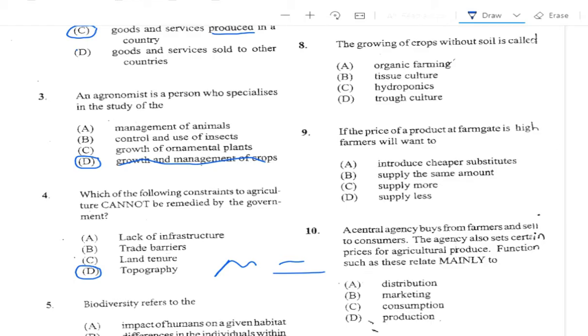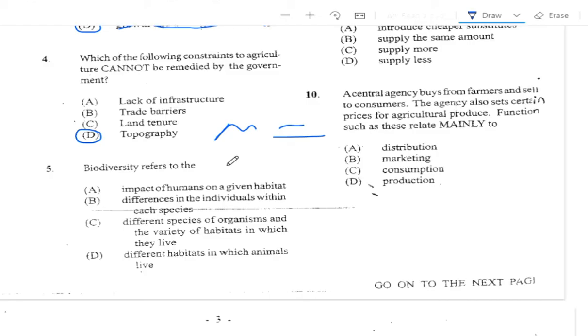Question number 5. Biodiversity refers to, the answer is C. So the key components of the definition is that it speaks about the different species of organisms and also the habitat. Bio means living, diversity means different. So it is the sum of all the different organisms and also their habitats in which they live.